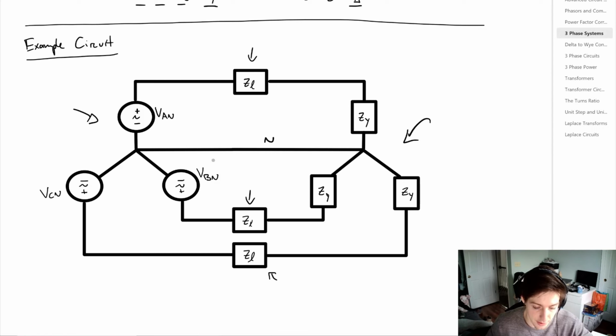Now this is the Y to Y network. You can also have delta to delta networks. You can have Y to delta networks, and you can have delta to Y networks.